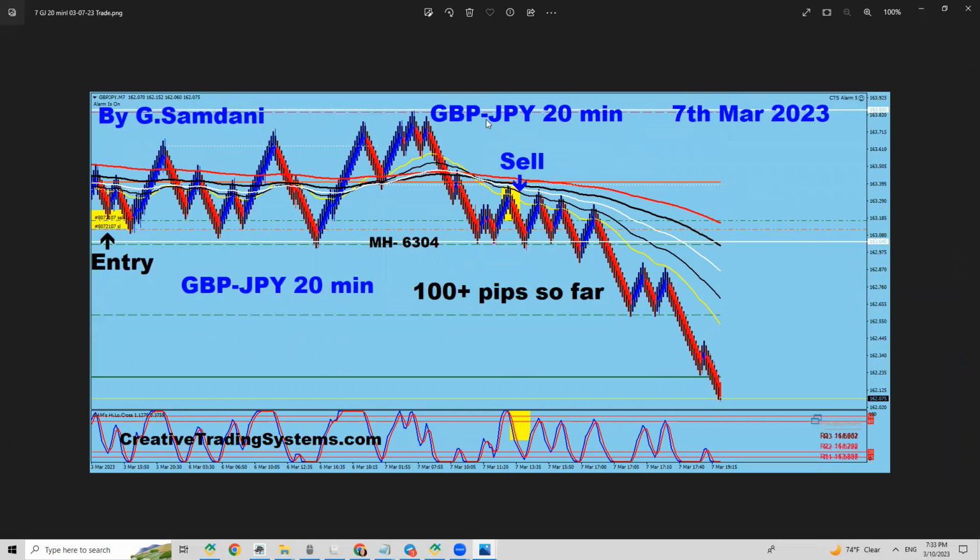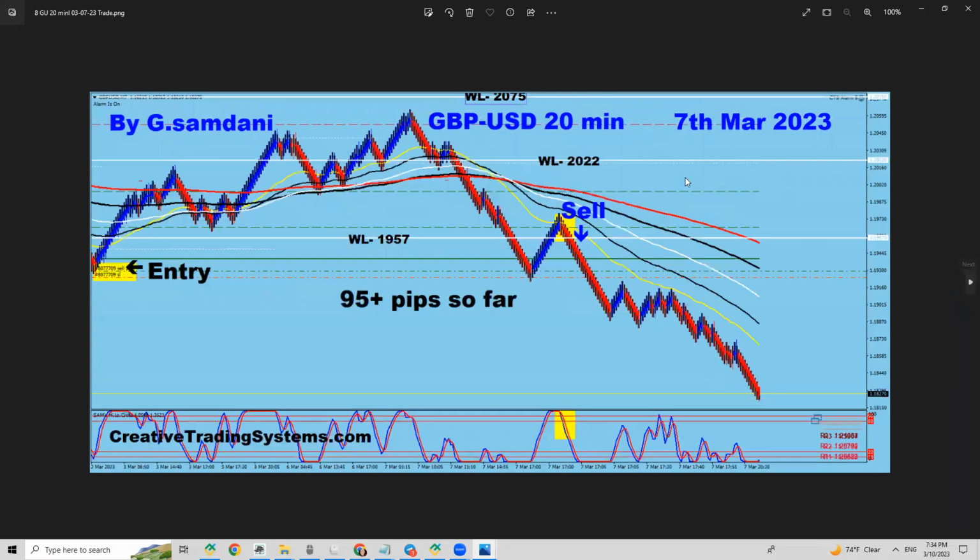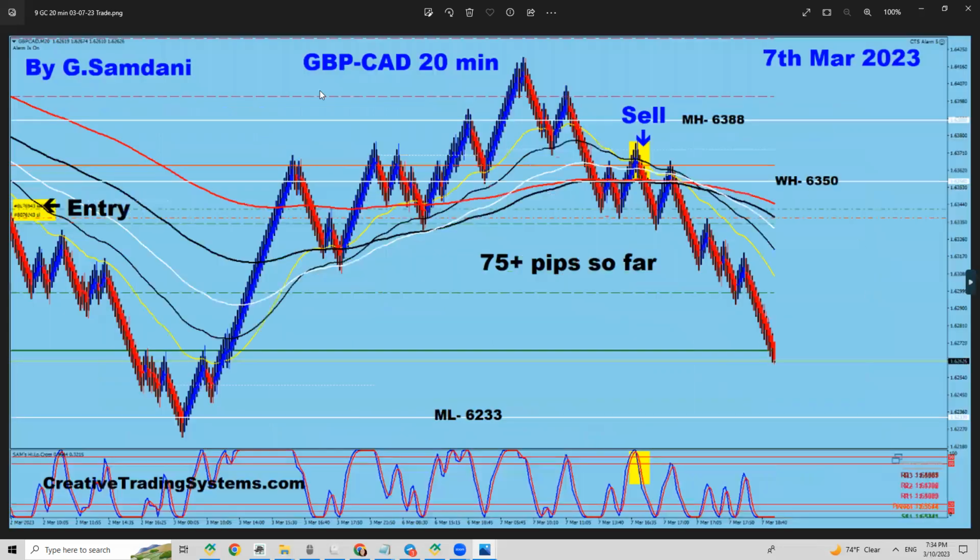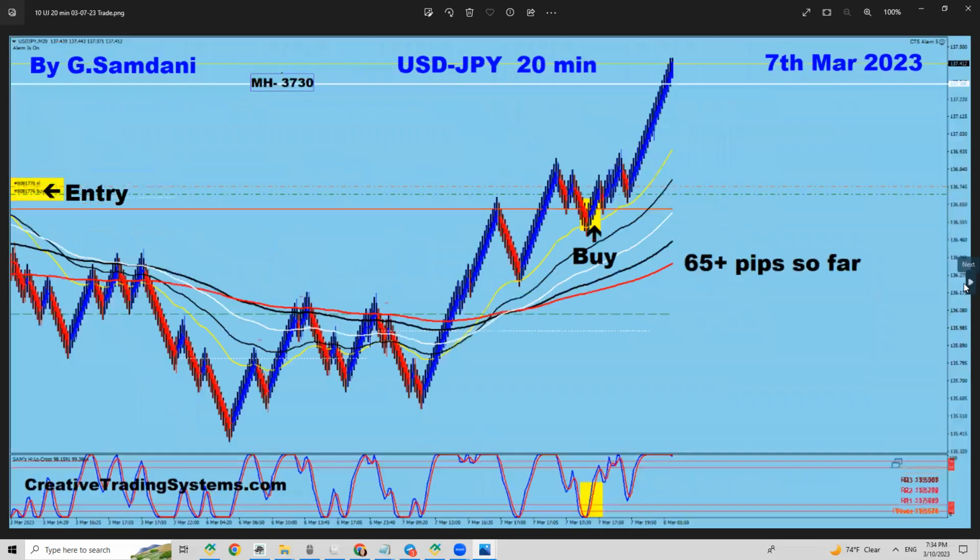Beautiful trades on the 7th. Pound yen, 100 pip to the downside. Now the next one on the 7th, pound USD as well, by the book entry here, and it goes on for 95 pip. This one on the 7th, pound CAD went down big time. This is what it is, 75 pip to the downside, right? Later on, pound turned to the upside.